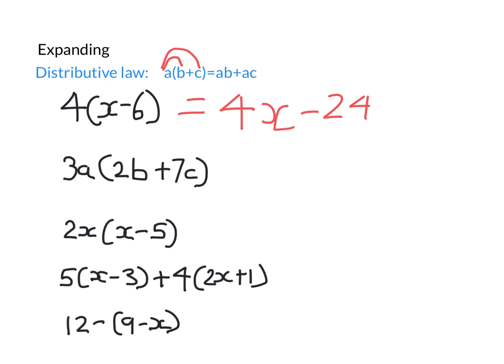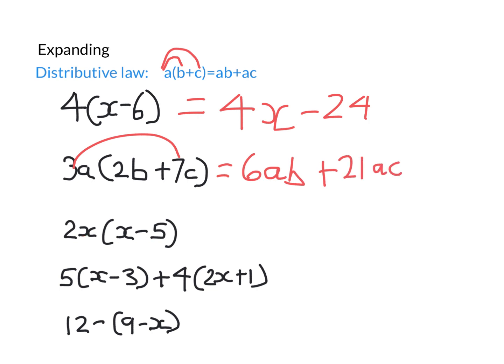For this next one, 3a is outside the brackets. So we go 3a times 2b, 3 times 2 is 6, and then write the pronumerals. And then we distribute the 3a to the 7c. 3 times 7 is 21, and then we write the 2 pronumerals.